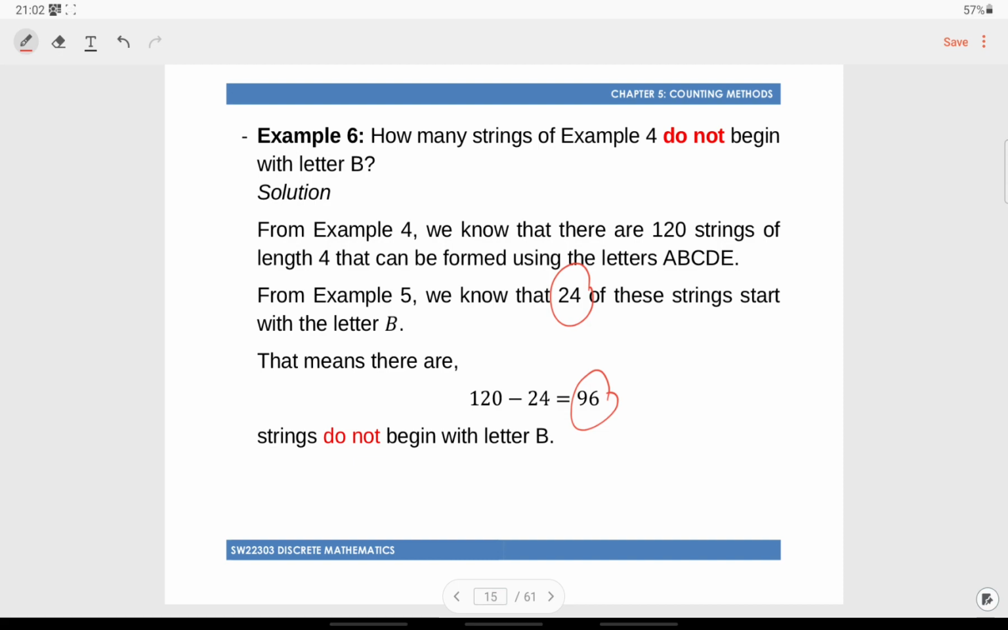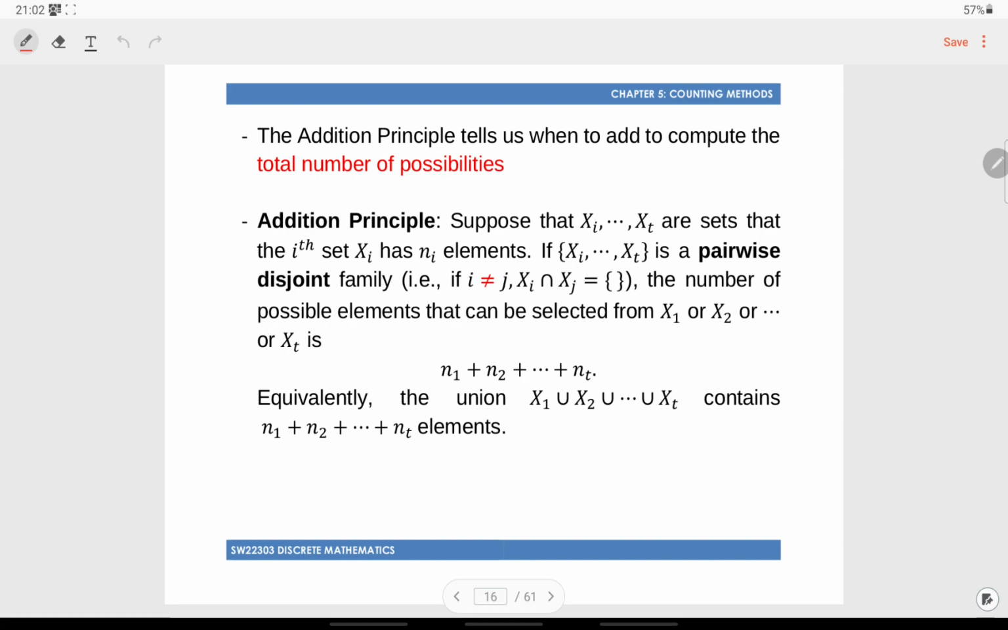The complement set. Okay, so we finish with the multiplication principle, which can be applied when the task can be done in successive steps, and each step can be done in different ways.